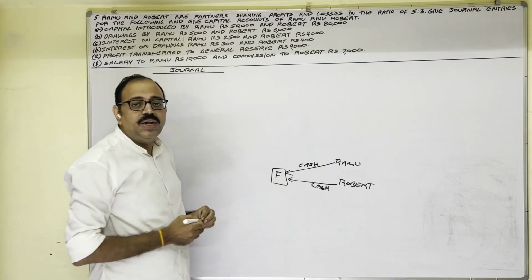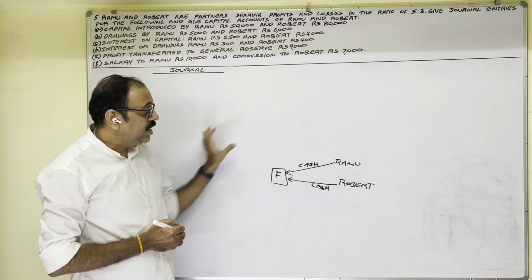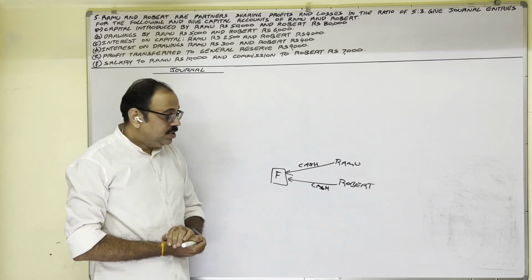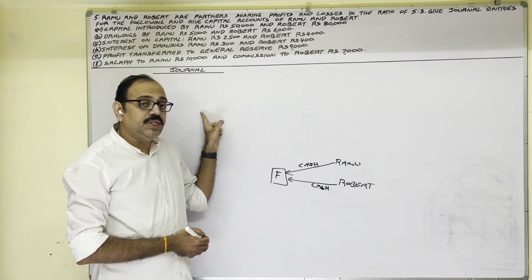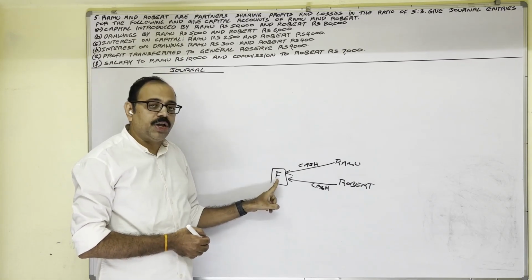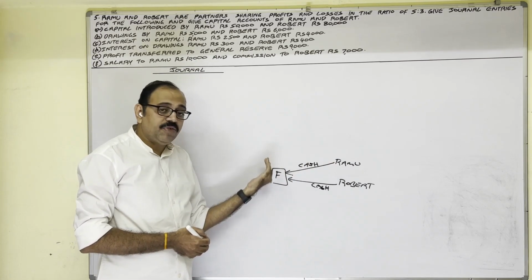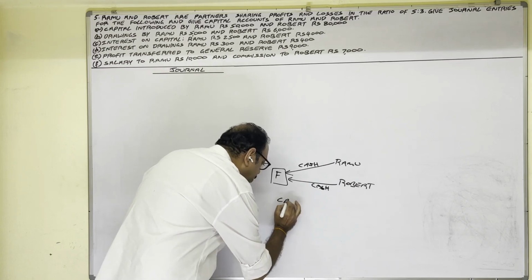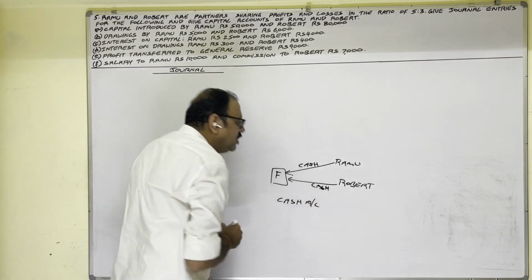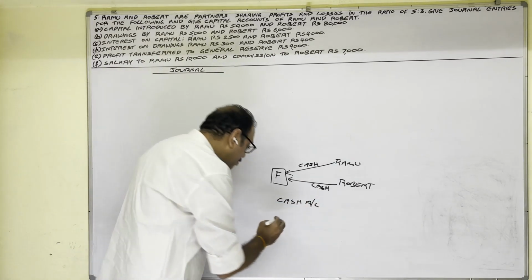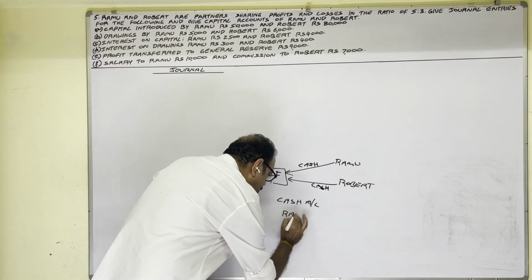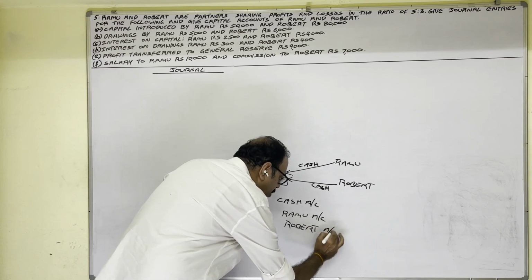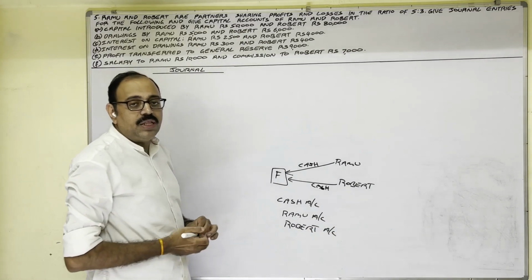To write the journal entries, the first step is to identify how many accounts are there in the present transaction. We are preparing the journal in the firm's books, so think from the firm's point of view. Cash is coming from partners, so the first account is cash account. From whom is this cash coming? From partners, Ramu and Robert. Ramu account, Robert account. So a total of 3 accounts are there.